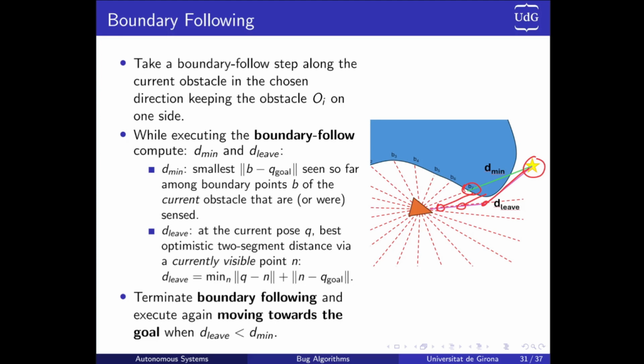Here, at the current pose Q, what is the best optimistic two-segment distance at a currently visible point? All the points in this line are visible. All these points that I draw here as circles are visible, because if there was an obstacle here, you would have a return here. But because you don't have any return till the maximum range of the sensor, all these points are visible.